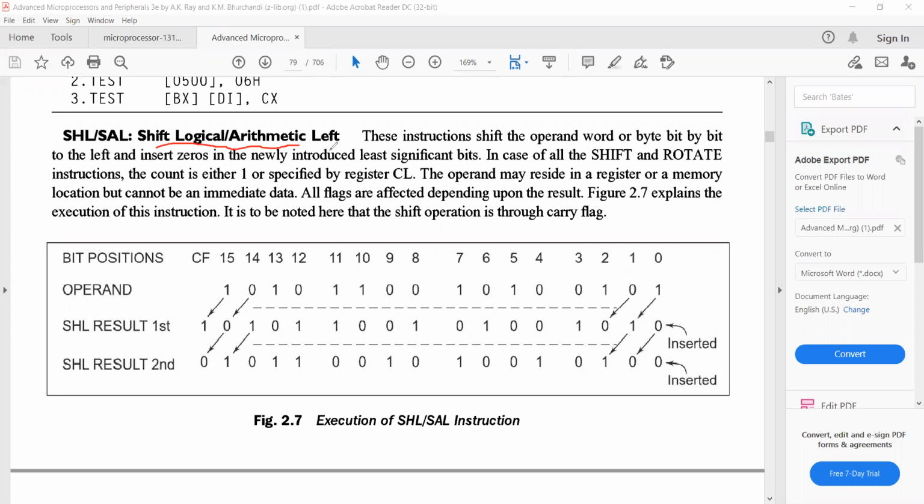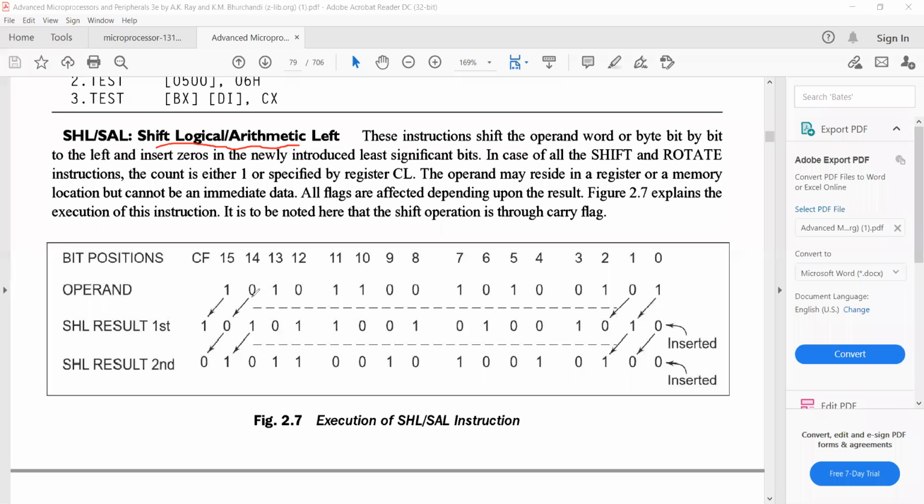This instruction shifts all the bits of the data towards the left by one position. Hope the things are clear now, right? What does this instruction do? This instruction shifts all the bits of the data towards the left side by one position. This is the example here.